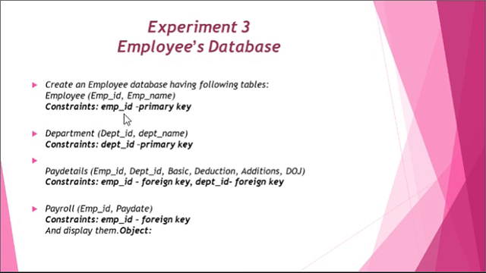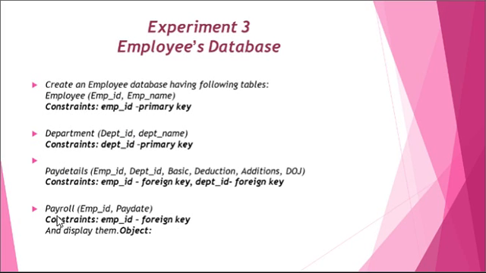The employee ID column has the constraint that employee ID will be the primary key. In the department table, department ID will be the primary key. In the pay detail table, employee ID will be a foreign key that references the employee table's employee ID, and department ID is a foreign key that references the department table's department ID.